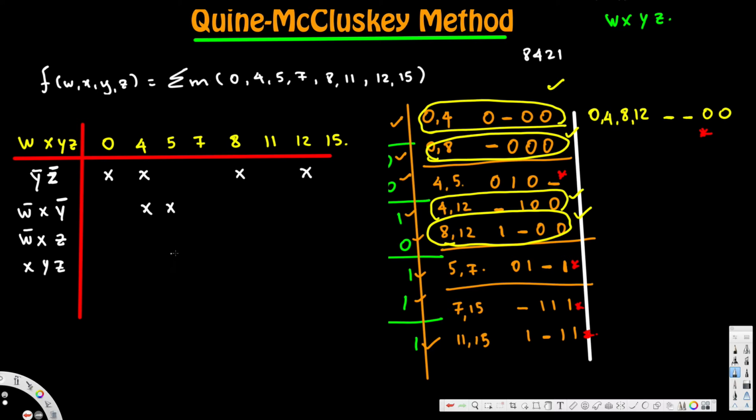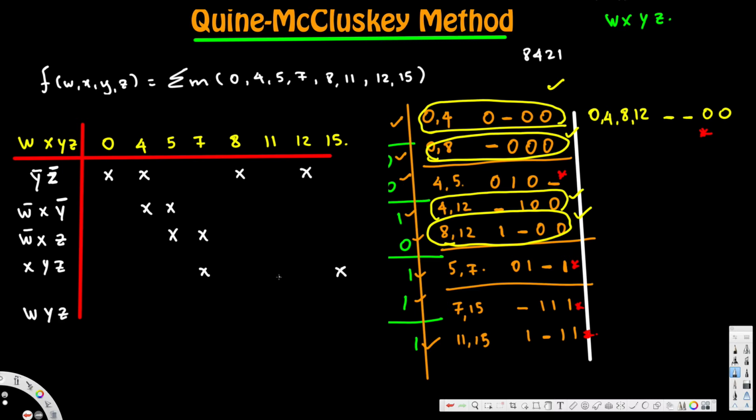And the location is 7 15, and for the previous one it is 5 and 7, so we put an X in the 5 and 7, and then the next one we looked at is 7 and 15, so we put an X at 7 and 15, and the last one is 11 and 15, that is 1 dash 1 1. 1 dash 1 1 means WYZ.